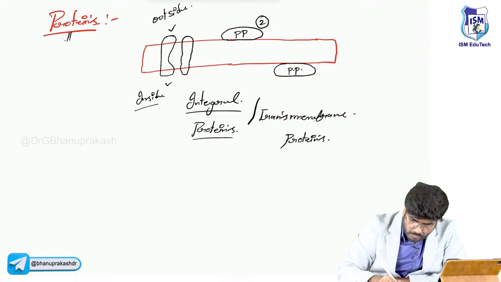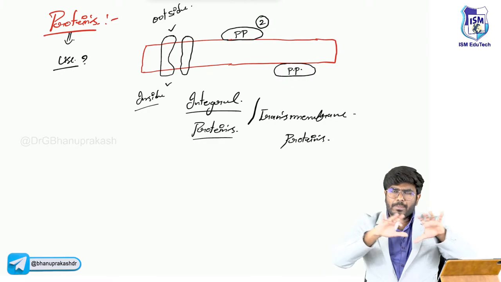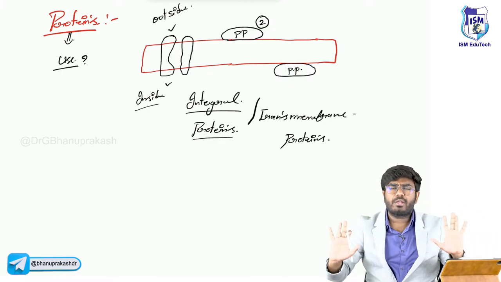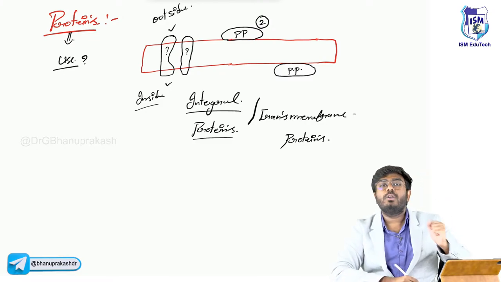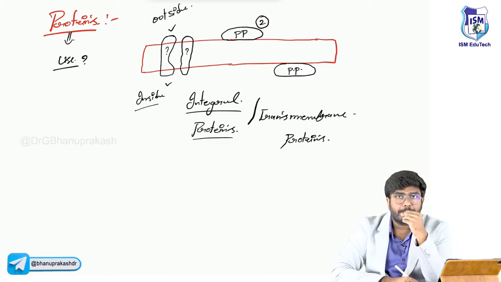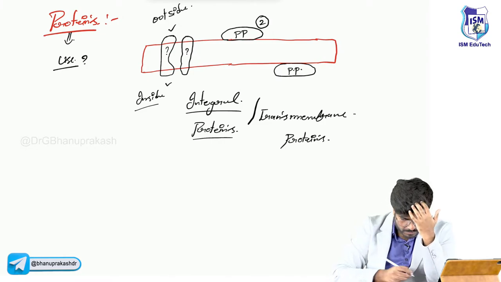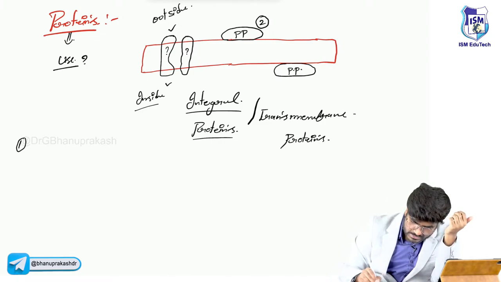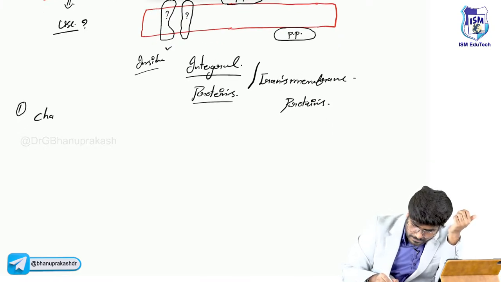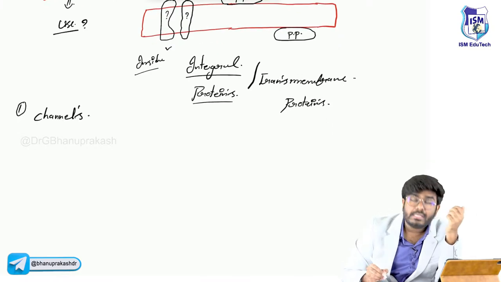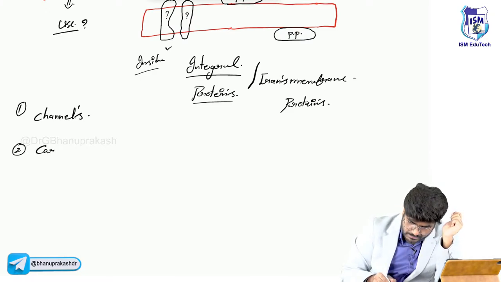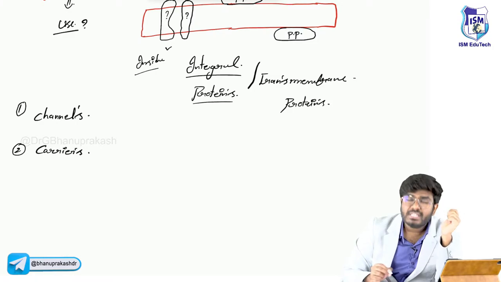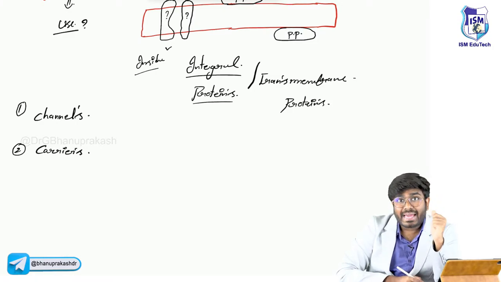Now, what is the use of proteins? My question to you: in the cell membrane, the bilipid layer, everything is good, but what is the function of these proteins? What are they doing? These proteins are channels. Some proteins act like channels, some proteins act like carriers. Some are channel proteins and some are carrier proteins.